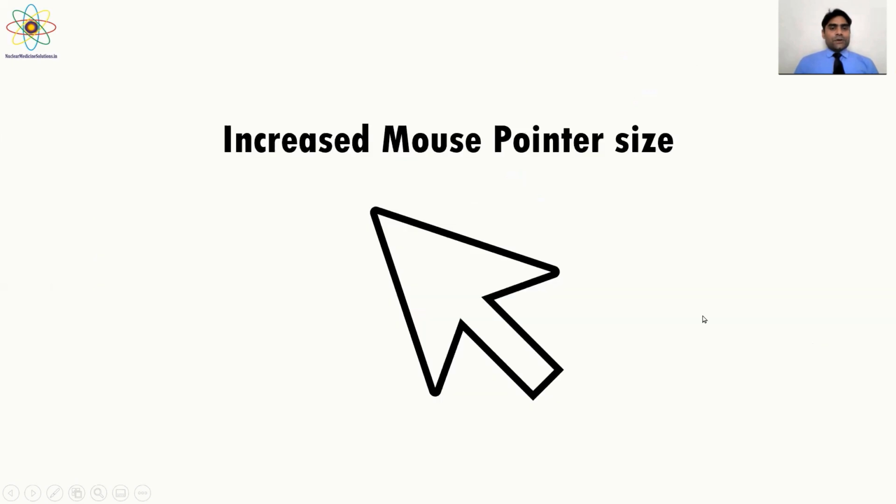Next is the use of an increased mouse pointer, which allows the audience to see where I'm going to point. Normally, by default, the size is not this much.